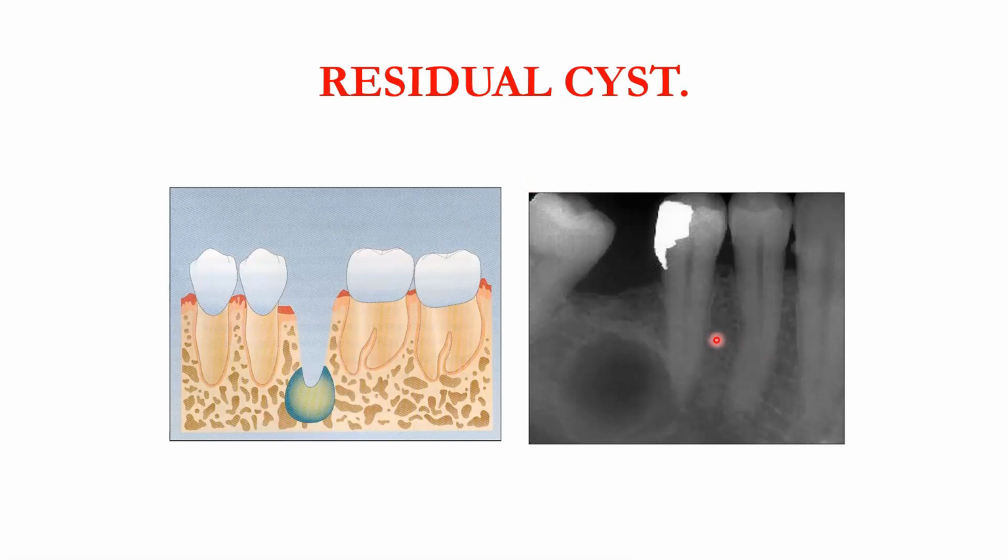etiopathogenesis in case of residual cyst, and radiographically you can very well appreciate this radiolucency, which is surrounded by a radiopaque border, and you can see that the tooth is missing in that area. So that's the radiographic picture, and the history will show, or the patient will tell, that the tooth was extracted some years ago or months ago or whatsoever. So the treatment includes complete enucleation of the cyst, and we're good to go.